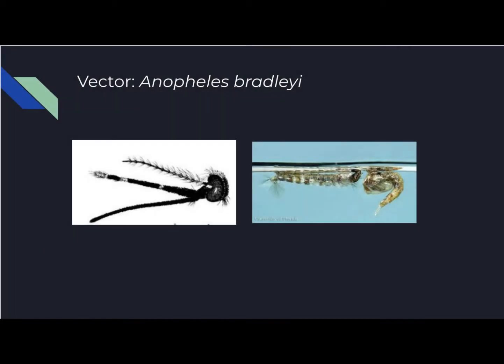In the photograph on your left, you can see the mouthparts of Anopheles bradleyi, which include its long maxillary palps, while in the photo on your right, you can see a larval and pupal mosquito and how they sit in the water at those stages in their life cycle.